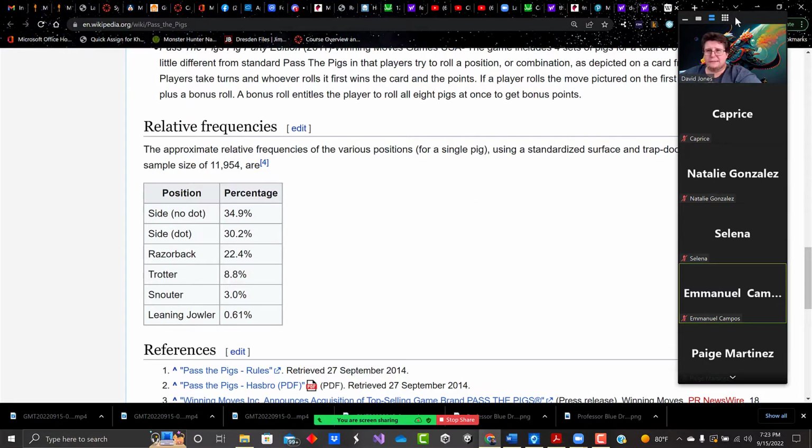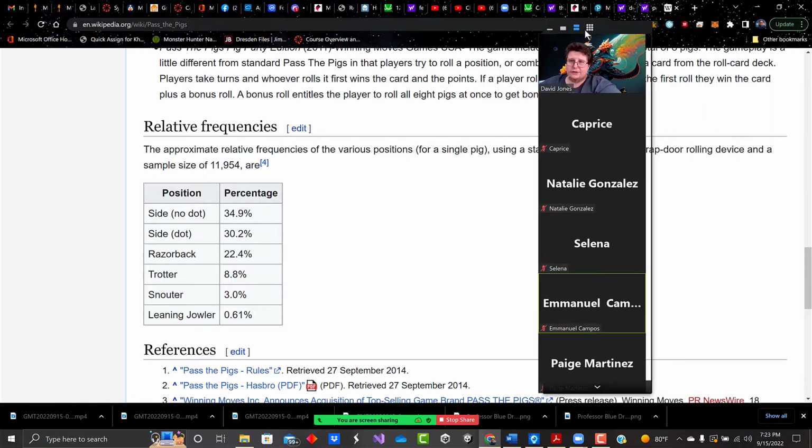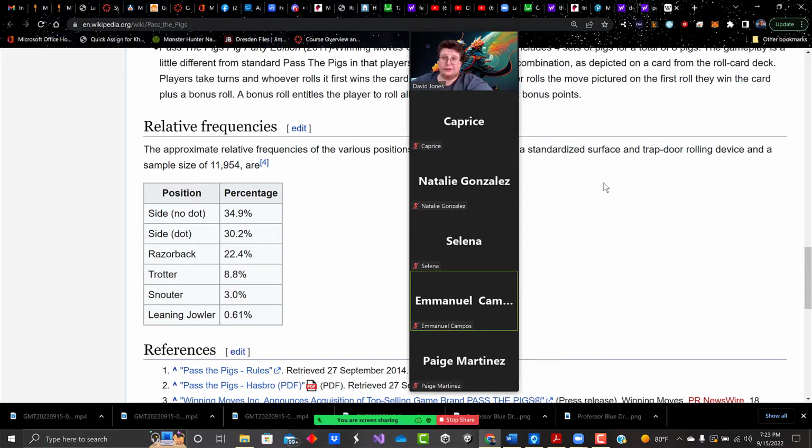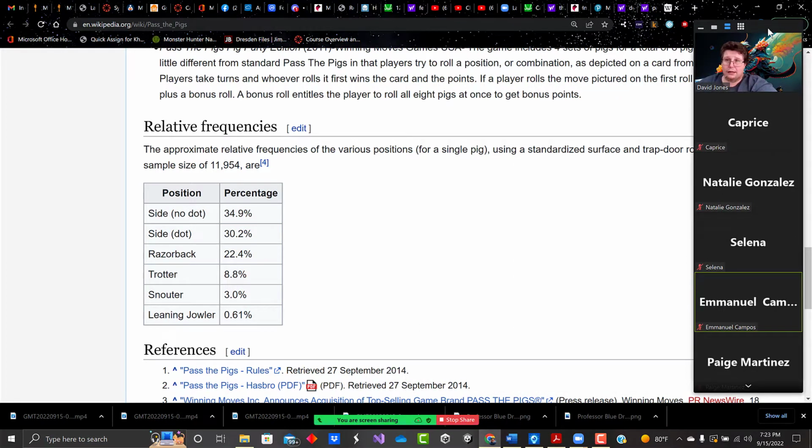The number of times they rolled the pigs to find it. They tell us they calculated this using a single pig, using a standardized surface, which I assume is just a flat surface, and a trapdoor rolling device, maybe so they put the pig on the top, and then you let it go and it rolls through a bunch of things before it lands. That way it's not like some individual could make it land one way more often than another. It says they rolled it 11,954 times.